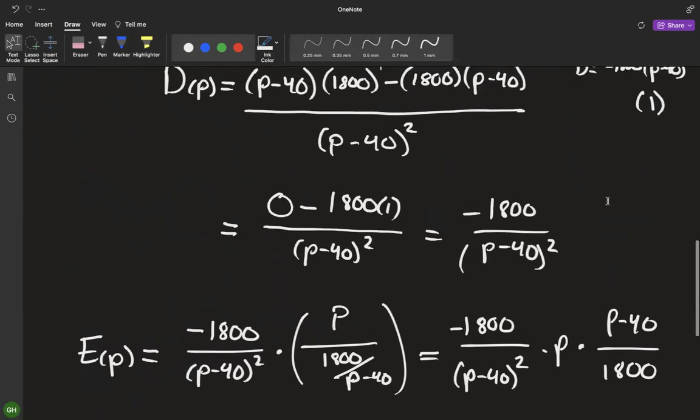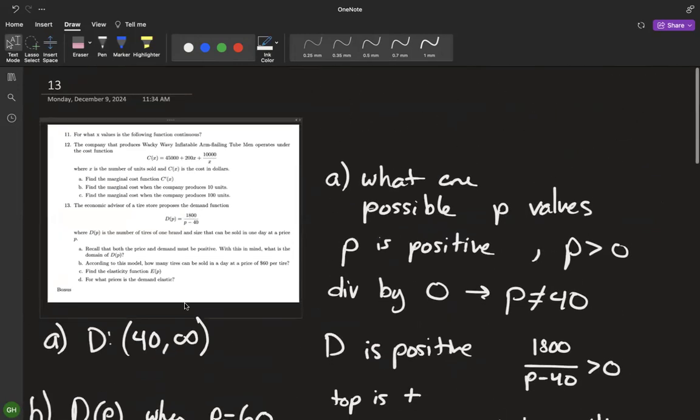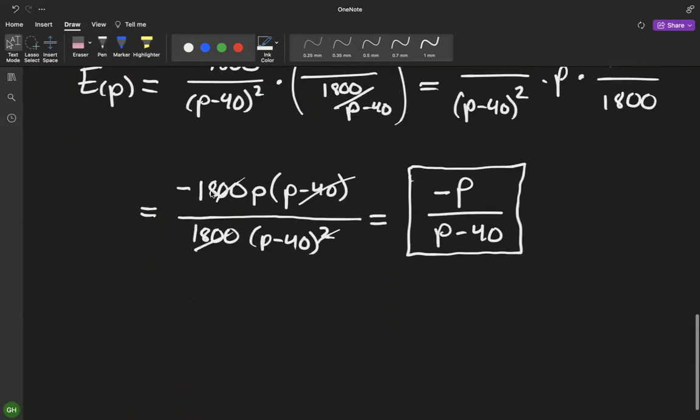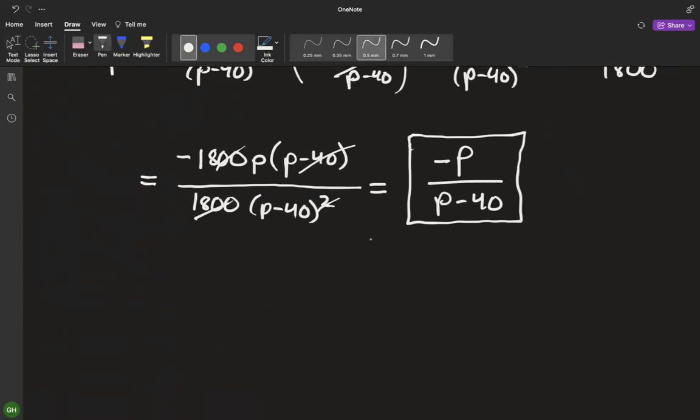Okay. And then the very last question is, when is the demand elastic? And again, this is a fact that, so elastic means that it's very sensitive to change.